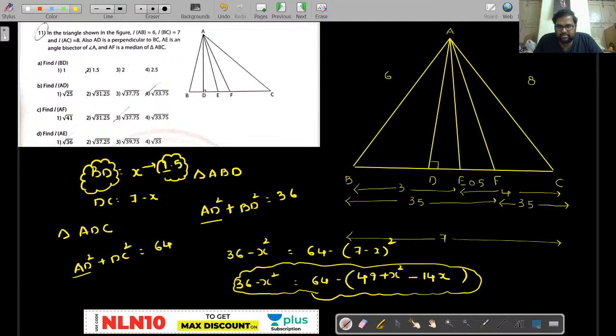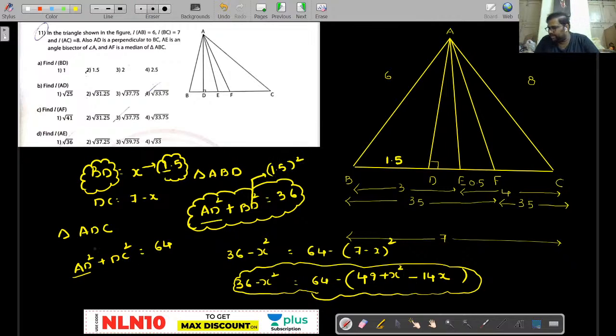Now see here, BD is given as 1.5. Now what is the next question asked? AD. Now substitute in any of the equations with BD, and you will get the AD value. What will be your answer? Yes, Balaji, 1.5 is right. You already know the BD value is 1.5, so 1.5 whole square. Substitute here and you'll get the AD value. Now the AD value will be root of 33.75.